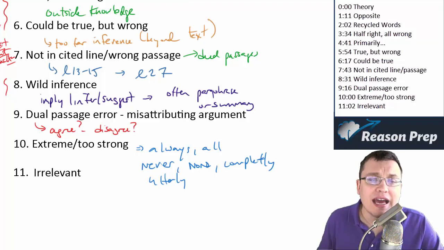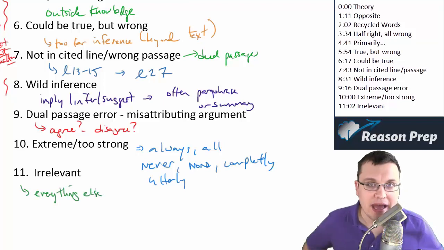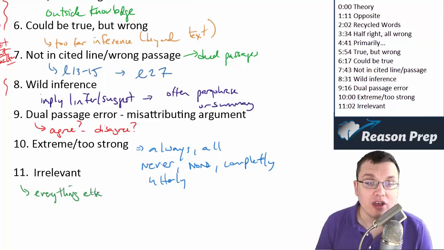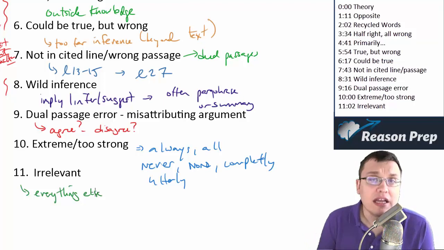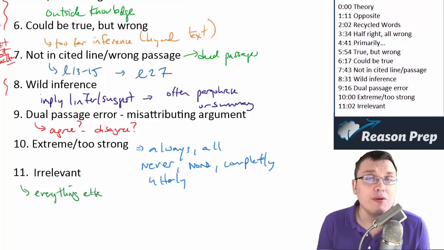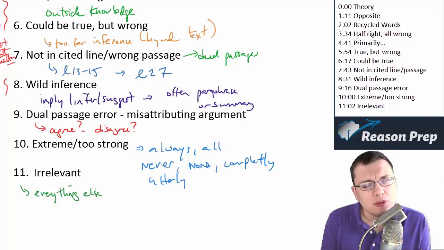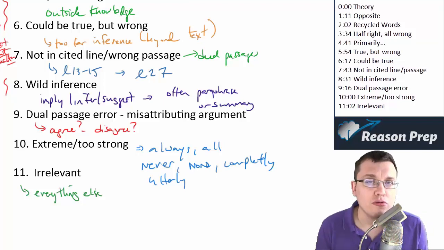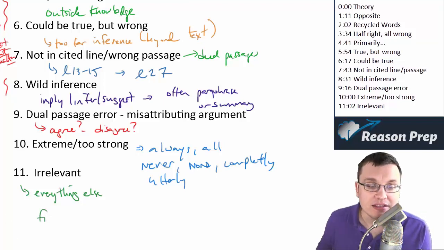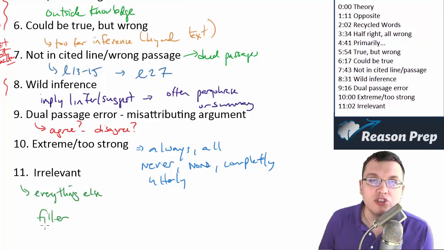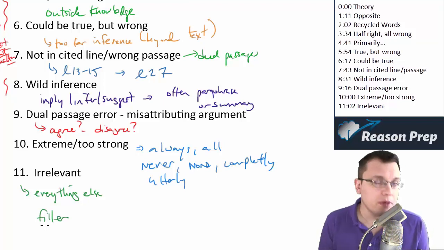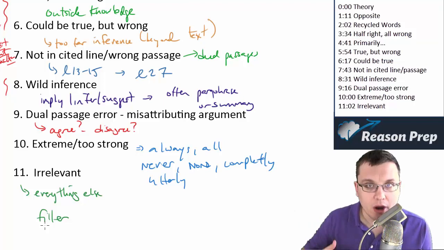And then finally, the catch-all category, basically everything else, a choice that doesn't seem to have anything to do with the passage or anything to do with the cited lines. I just call that irrelevant, right? It's not in the text. Doesn't seem to be relevant to the question. It's not so much a trap. It's more just there as filler, right? As just a generic distractor. So typically you're not going to fall for those, but they are there, so be aware.